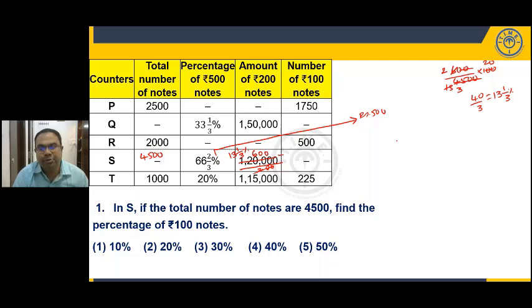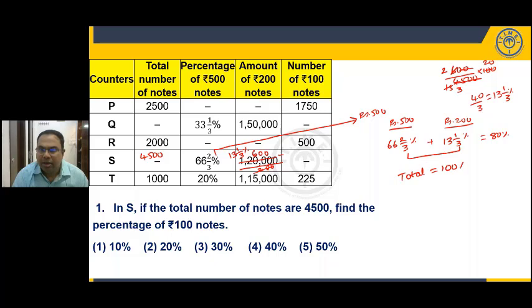Now friends, if I calculate this percentage, 500 rupee notes are 66 2 by 3%. Right. How many are my 200 rupee notes? What percentage? 13 1 by 3%. If I add these two, 2 by 3 plus 1 by 3 is 1. So 1 plus 13, 14 plus 66, 80%. So total has to be 100%. If these two together are 80%, the leftover quantity should be 20%. So my answer is 20%. This is another way of looking at this question.